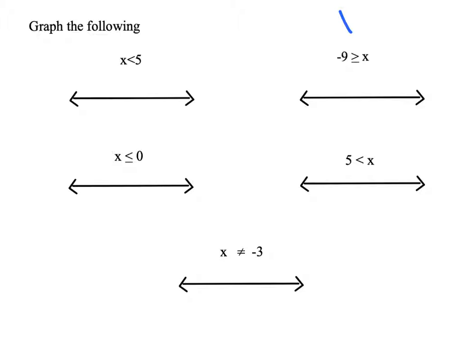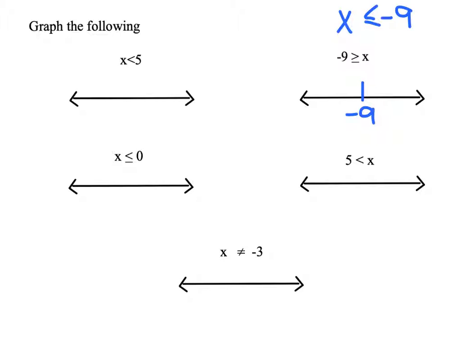Worst case scenario, go ahead and switch your variable back over to the left side so you can read it properly, but make sure that your inequality symbol is still eating the same number, like the alligator. Okay, so we read this no matter which way you write it. X is less than or equal to -9.